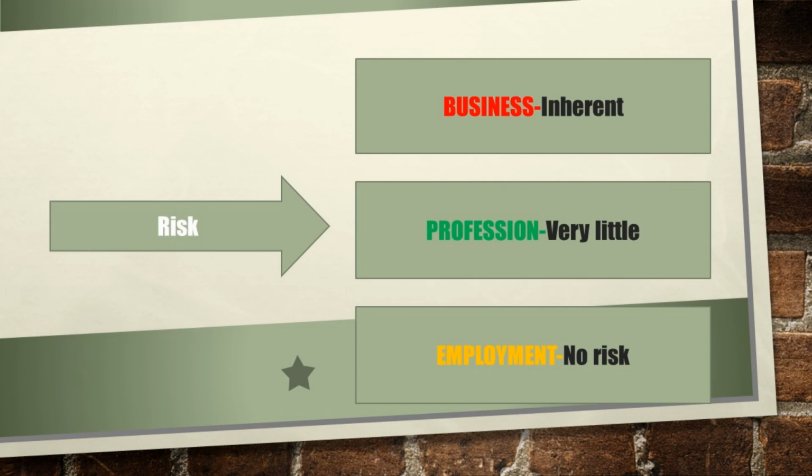The seventh point of differentiation is risk. Risk is an inherent element in case of business and profession, but there is no risk involved in case of employment. There can be losses in business, but returns can never be negative in case of profession and employment.